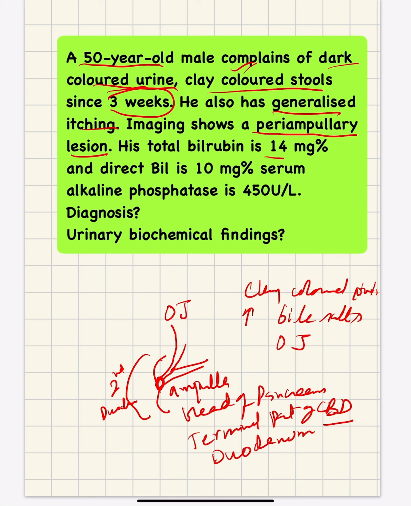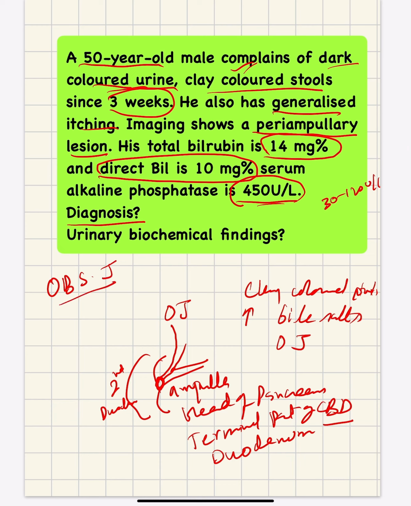His total bilirubin is 14 milligram percent. So bilirubin is increased and the direct bilirubin level is very high, that is 10. It should be less than 0.3. Alkaline phosphatase level, I told you, is between 30 to 120 units per liter. It is very much increased because in obstructive jaundice, this enzyme is increased. So the diagnosis is obstructive jaundice, and the lesion can be various tumors in the periampullary region, in the duodenum, in the terminal part of the CBD, in the pancreatic duct, the head of pancreas or the ampulla.